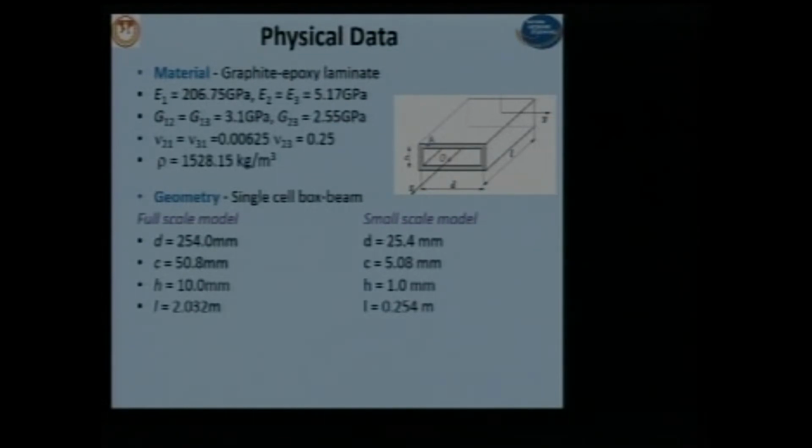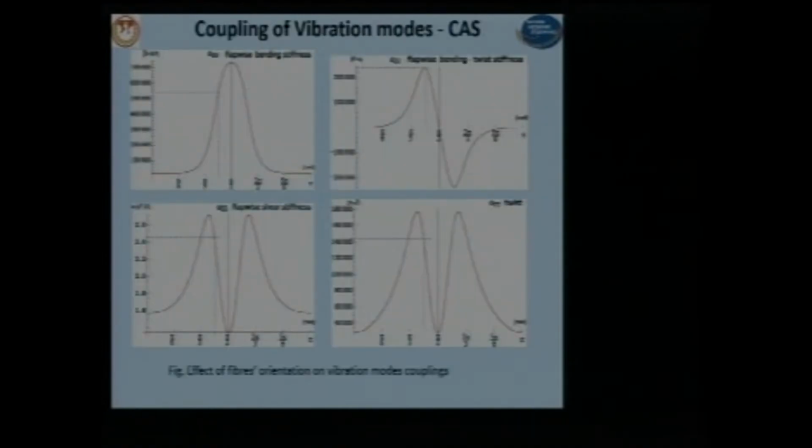And there is a practical example. The small scale for me is 25 centimeters. This is the example. The beam thickness is 1 millimeter. And there are data. This is a graphite epoxy laminate. And we computed this CAA configuration.